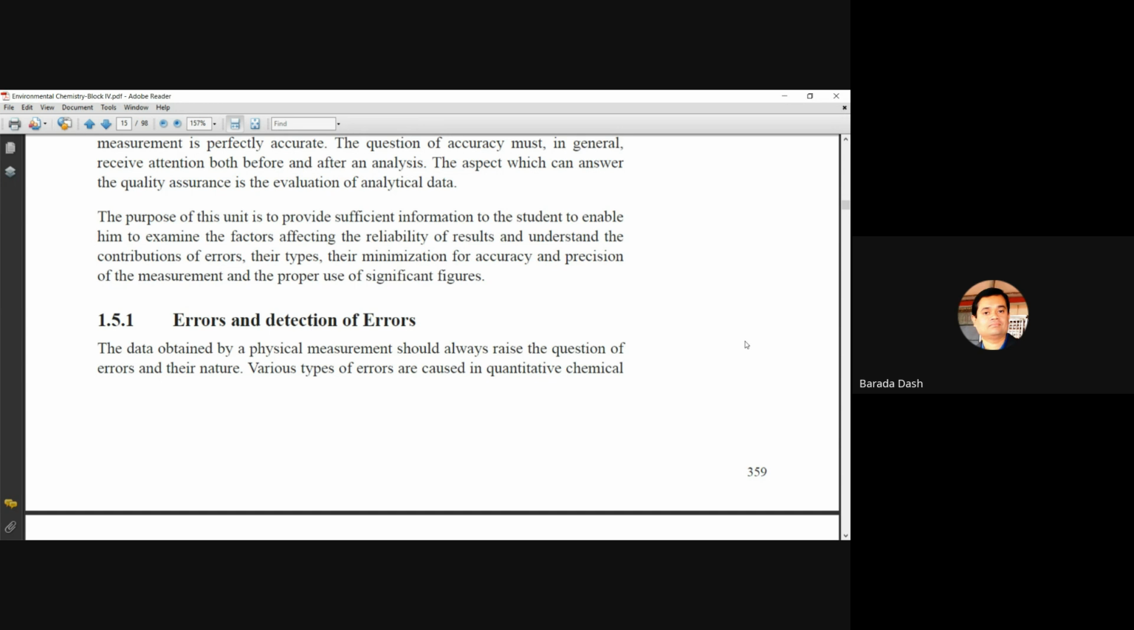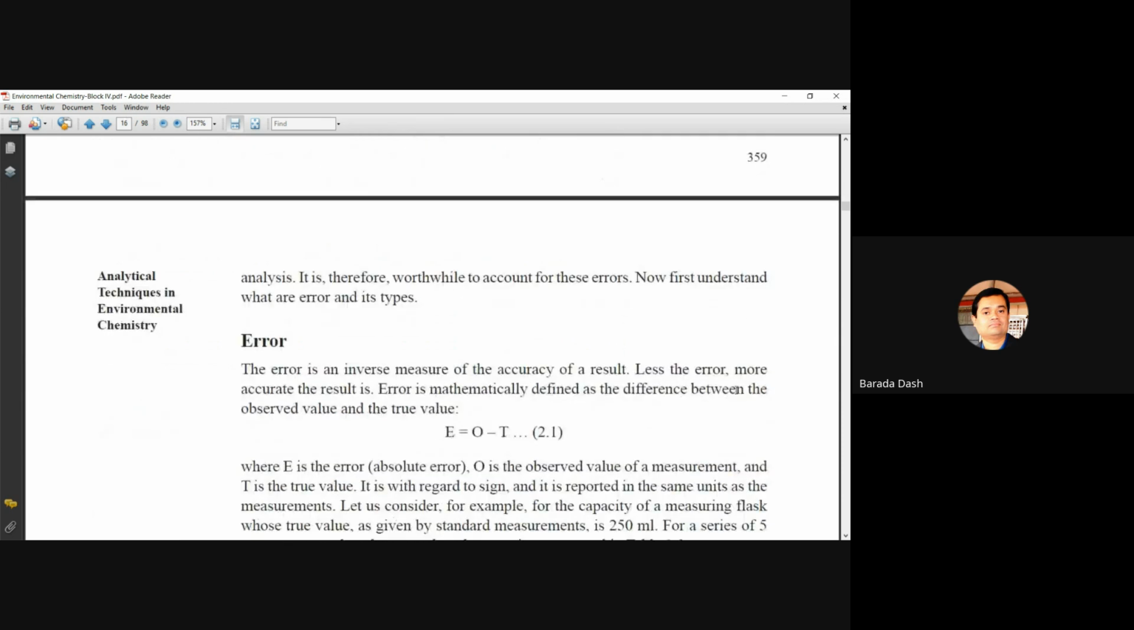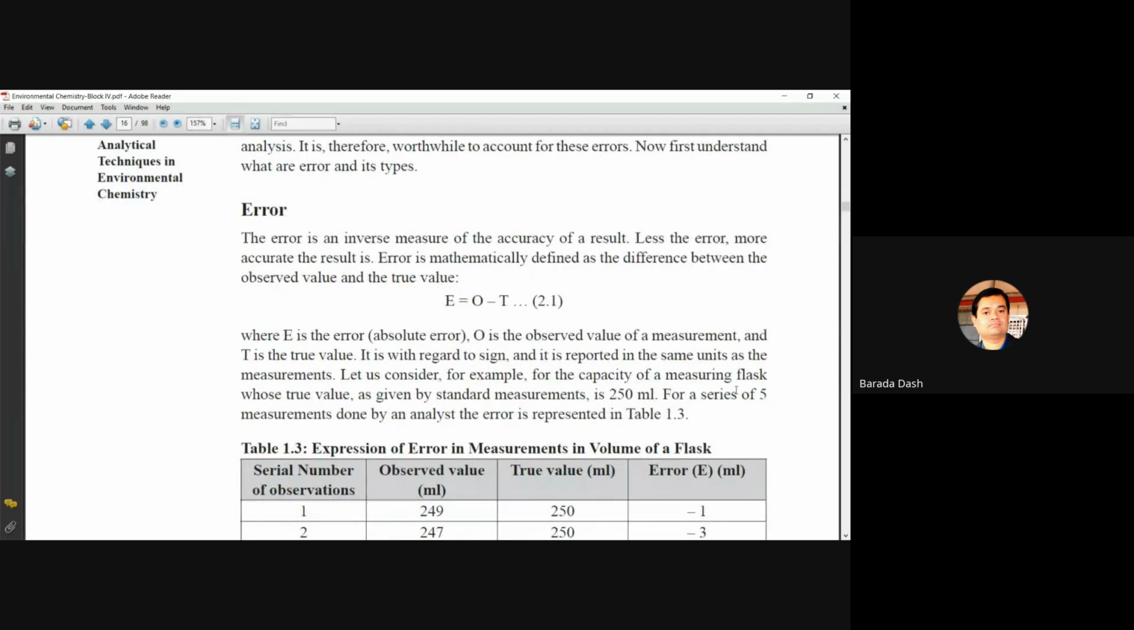Data obtained by physical measurement should always raise the question of error in it. So basically, what is an error? The error is an inverse measure of the accuracy of the result. That means the less the error, the more accurate is the result. Error is mathematically defined as the difference between the observed value and the true value. E, equal to error, is equal to O minus T, where O is the observed value and T is the true value. The difference between the observed value and the true value is called error.